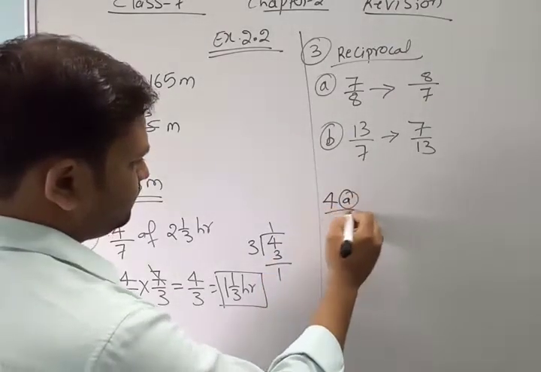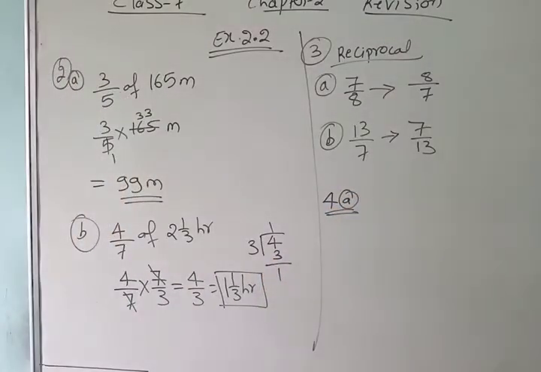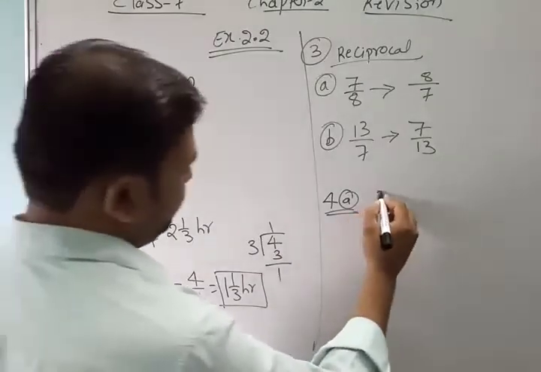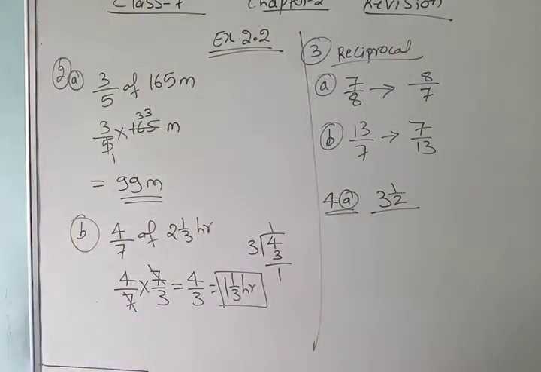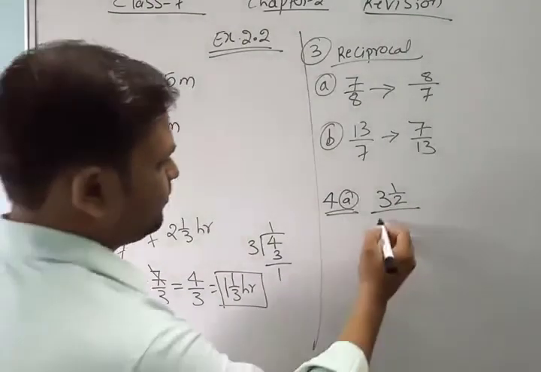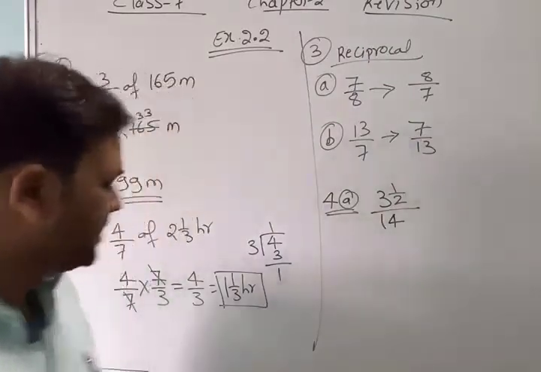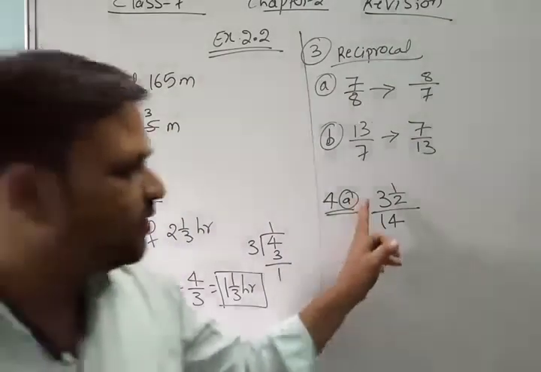Fourth A is given. Reduce the following complex fraction to the simplest form. ये complex form में दिया है and we have to reduce it in simplest form, that is 3 1 by 2 upon 14. Complex को simplest में कैसे reduce करना होगा? It is in mixed fraction.